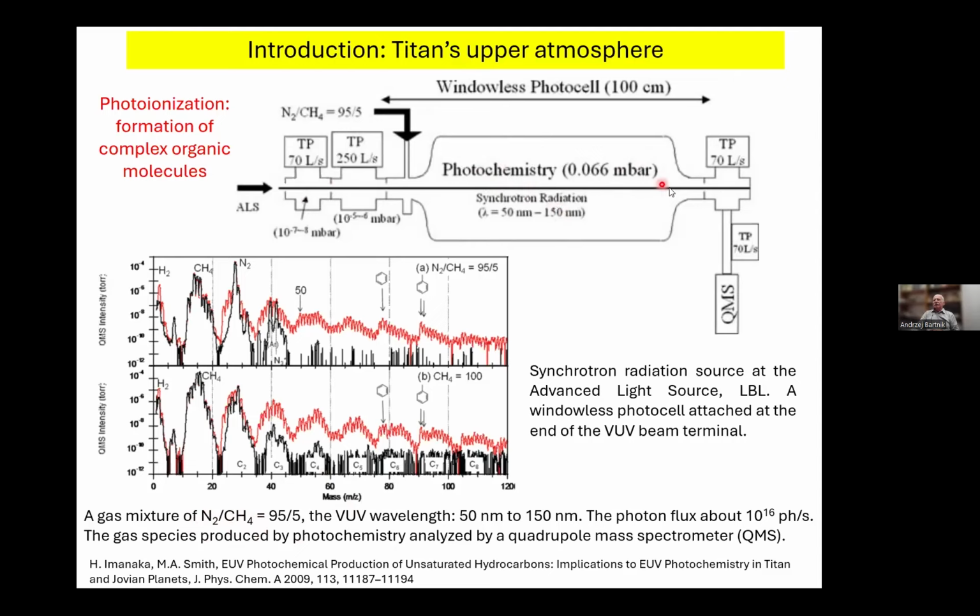And the gas is flowing through this cell and is irradiated by the synchrotron radiation. In such case, the products are detected using mass spectrometer, and here you can see the spectra. And again, we can see that complex carbon organic molecules are being formed.